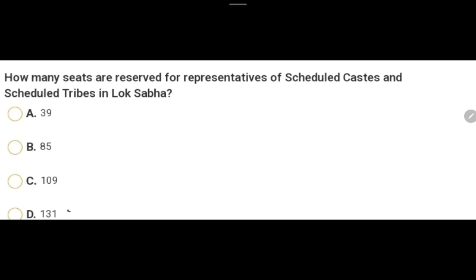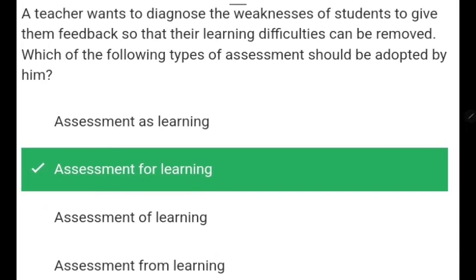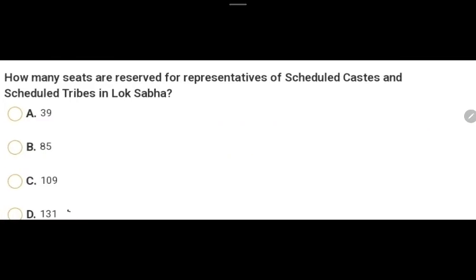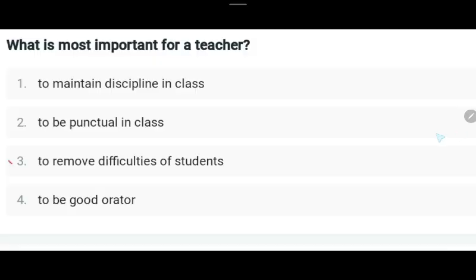This one is general knowledge. You need to know how many seats are reserved for representatives of scheduled castes and scheduled tribes in Lok Sabha. 131 seats are there for scheduled castes and scheduled tribes in Lok Sabha. What is most important for a teacher to remove difficulties of students?